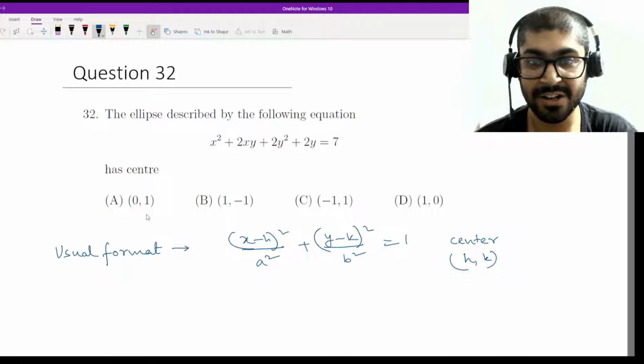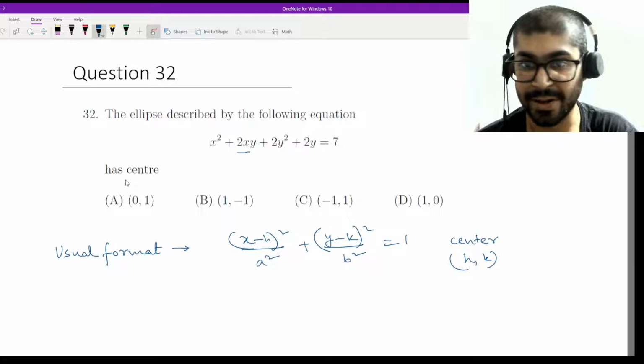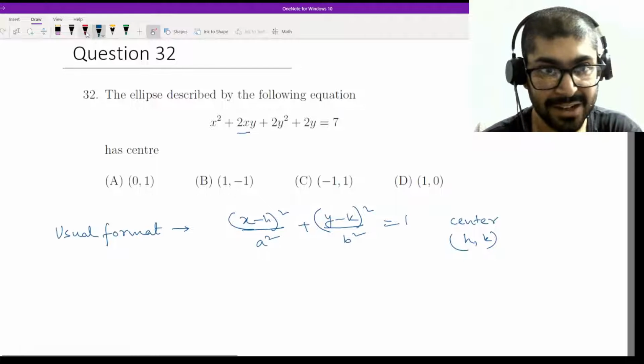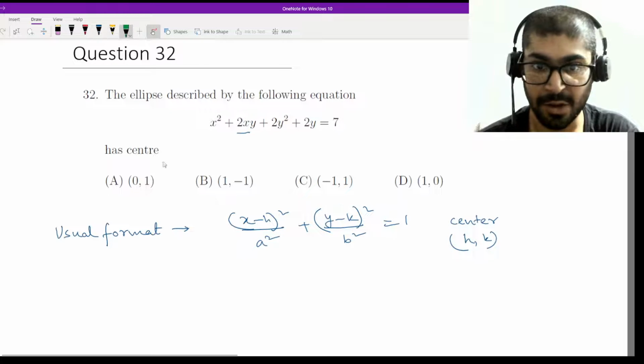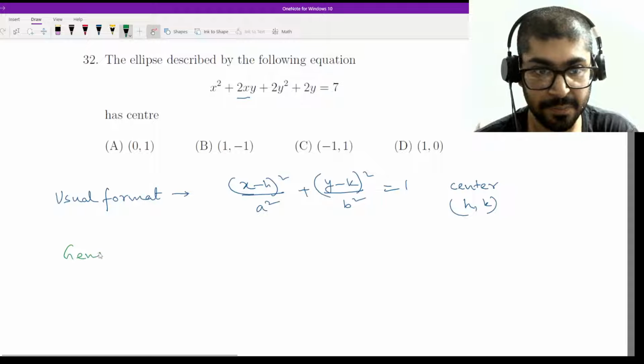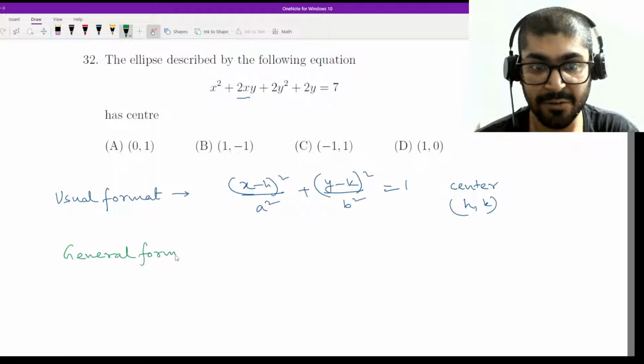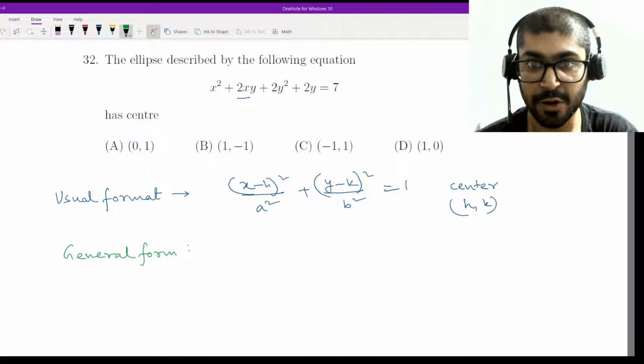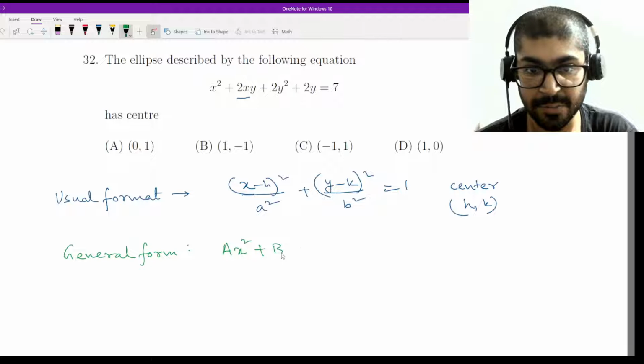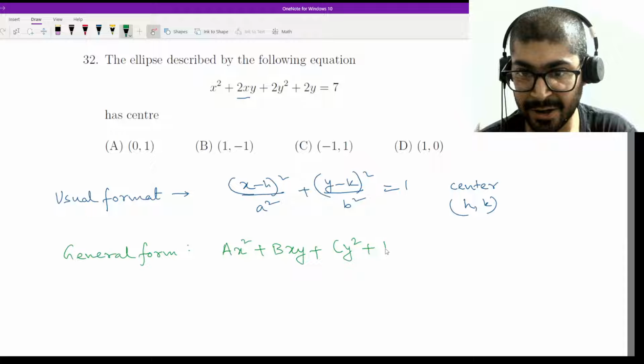Now this would have worked if we did not have this xy term, right? But we have that term, so we have to look into the general formula of ellipse. So what is the general form? The general form of the ellipse is ax square plus bxy plus cy square plus dx plus ey plus f equal to 0.